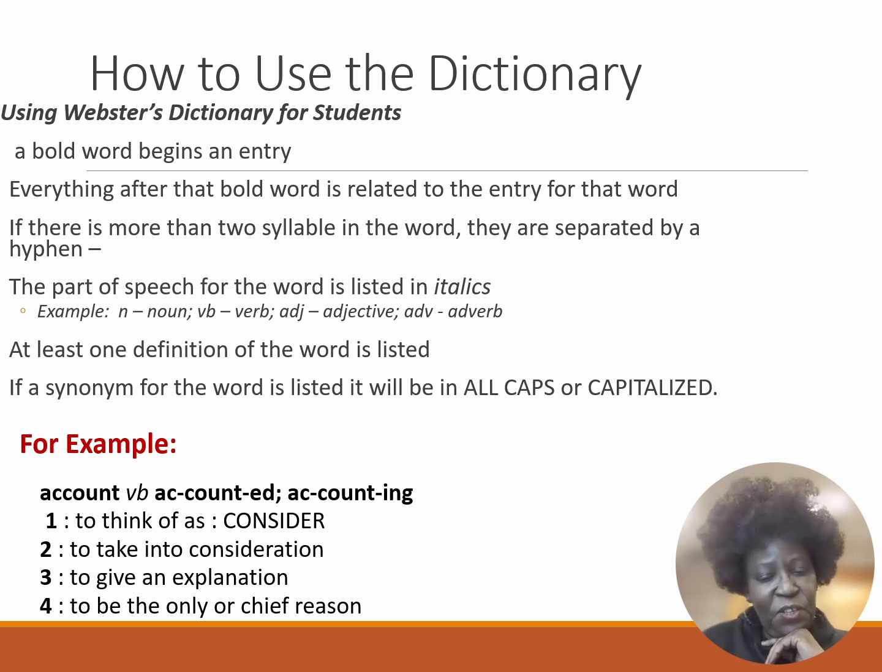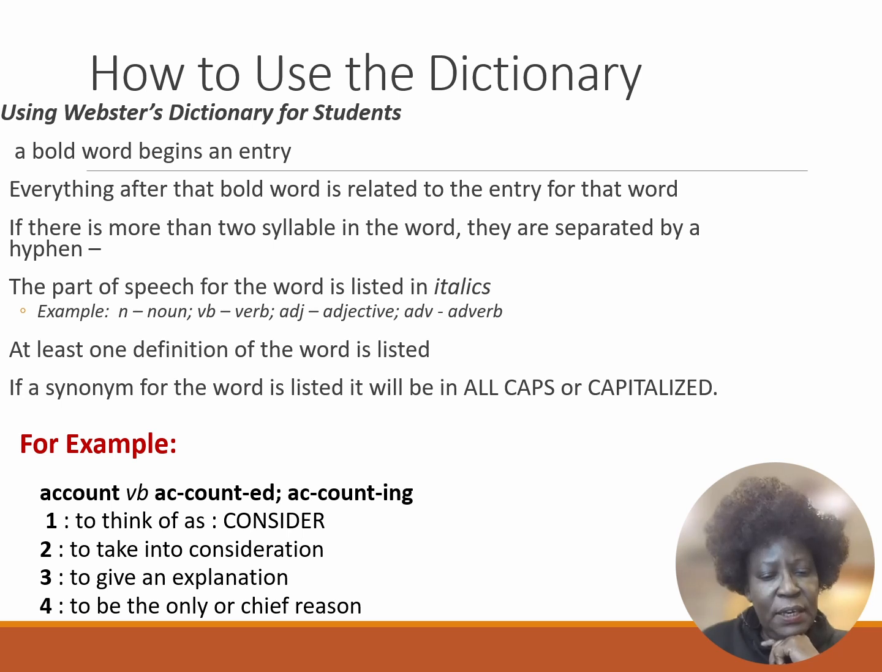It has VB, an italicized VB, meaning that it's a verb, and then it's also hyphenated, or the syllables are separated, with the past tense of account, which is accounted, and the past tense of accounting. Accounting. Okay, it's not past tense, but accounting. There, notice that this particular entry has four definitions.